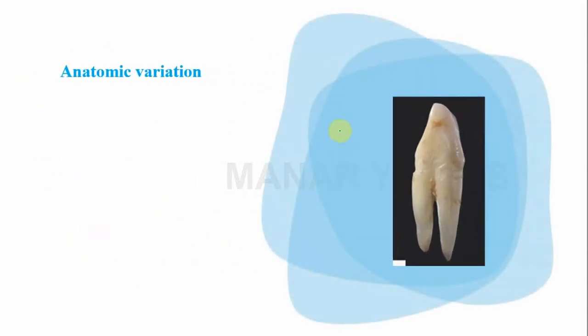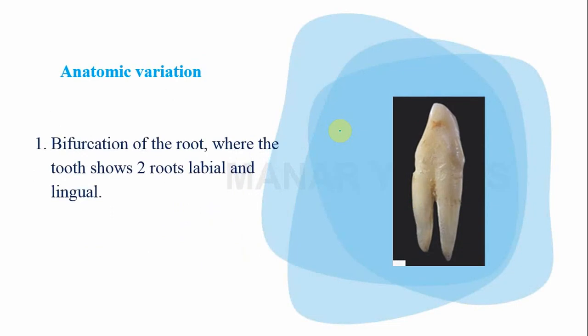Finally, regarding the anatomic variation, the mandibular canine is the anterior tooth most commonly found with a bifurcation of the root. It can be seen with labial and lingual roots. In addition, it may show a long root or an extremely short root.